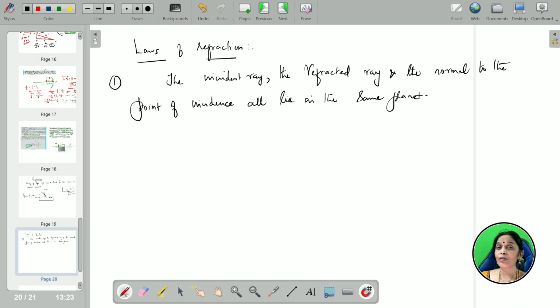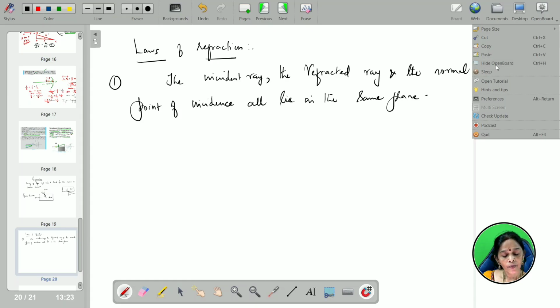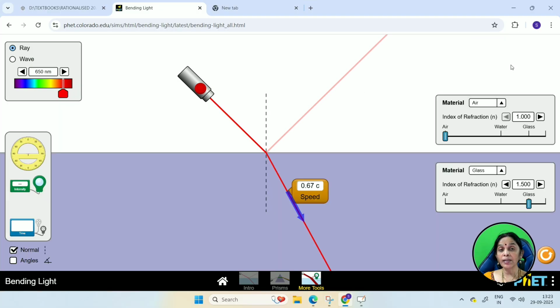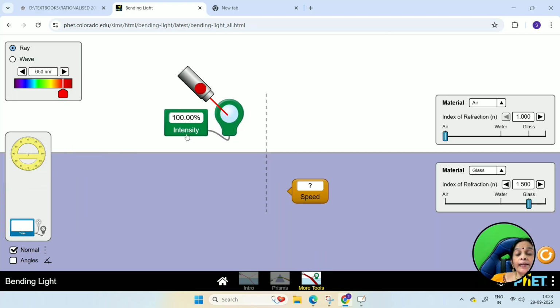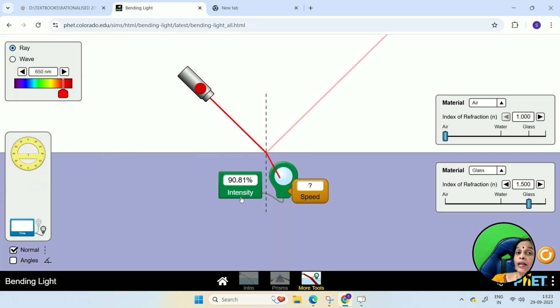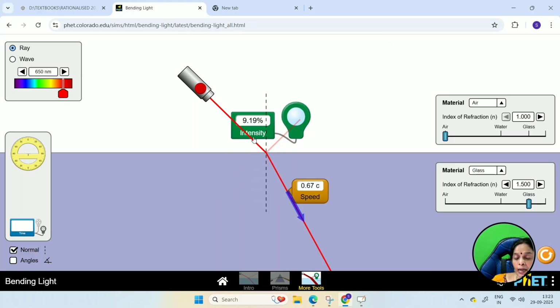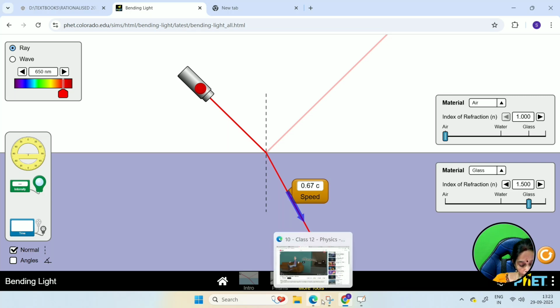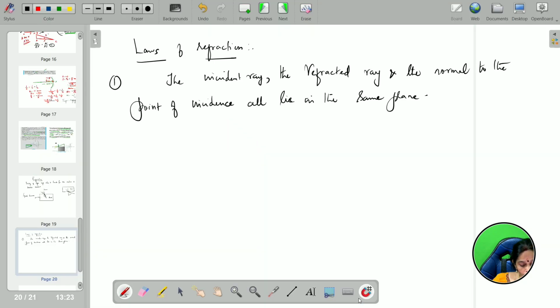See, perfectly all the light will not be undergoing refraction. That is what we have seen. Some of the light will get reflected or transferred back to the same medium. So, there is a reduction in the intensity. Here 100%, but here only 90.81%. What about the remaining? It would have been reflected back to the same medium. So, the incident ray, the refracted ray and the normal to the point of incidence all lie in the same plane.